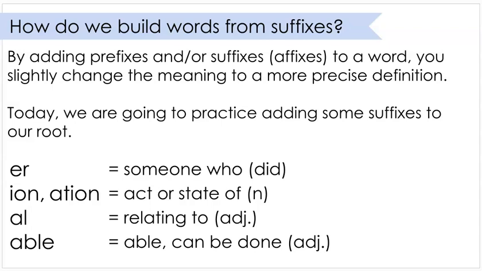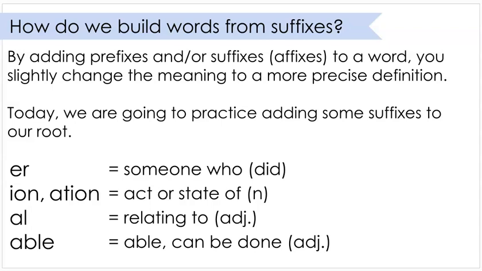Today we're going to practice adding some suffixes to our root. These are the 4 suffixes we're going to be looking at. ER, which means someone who, or did. We're going to add ION or ATION, which is the act or state of. It's usually a noun. AL, which means relating to. It's an adjective. And last, able, which means able or can be done, usually used as an adjective.